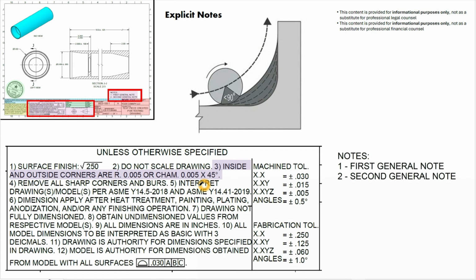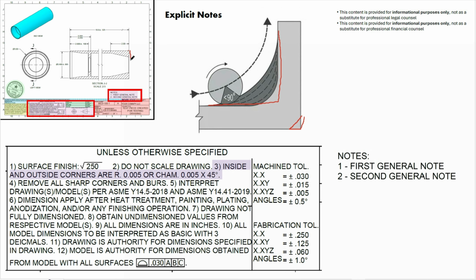Okay, next, inside and outside corners are radius of 5,000 or chamfer of 5,000 by 45. The engineering model, the CAD model that you see, will naturally show perfect sharp corners, and these sharp corners in the real world could injure people. So you're saying, I know in my model everything is perfectly sharp, and it's also shown that way in my drawing.